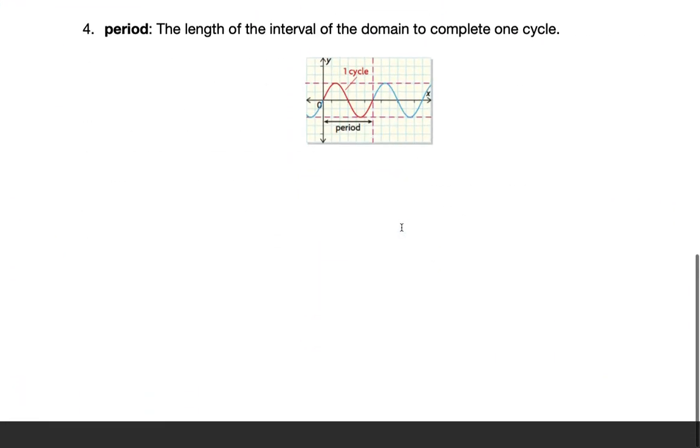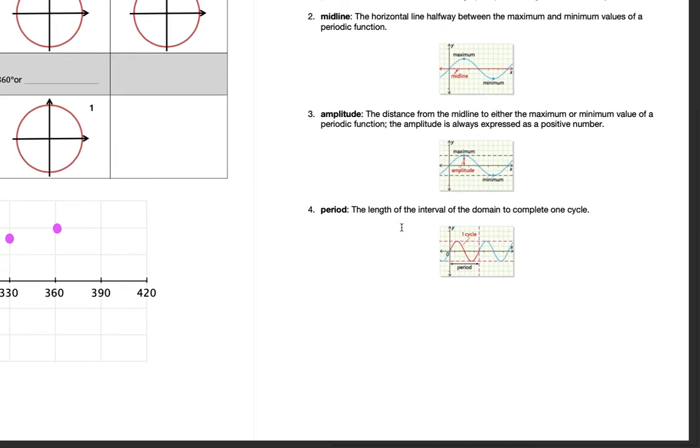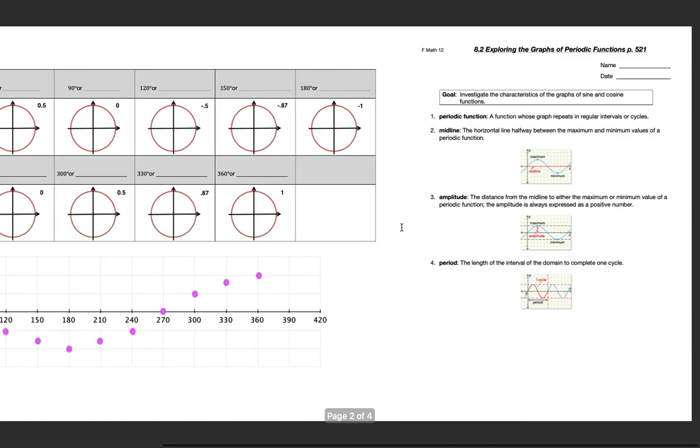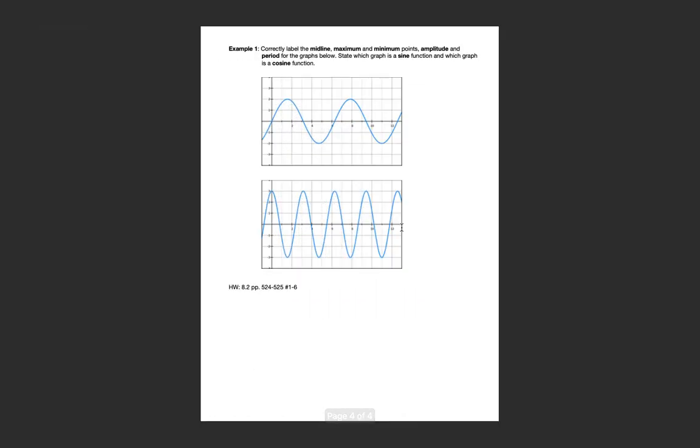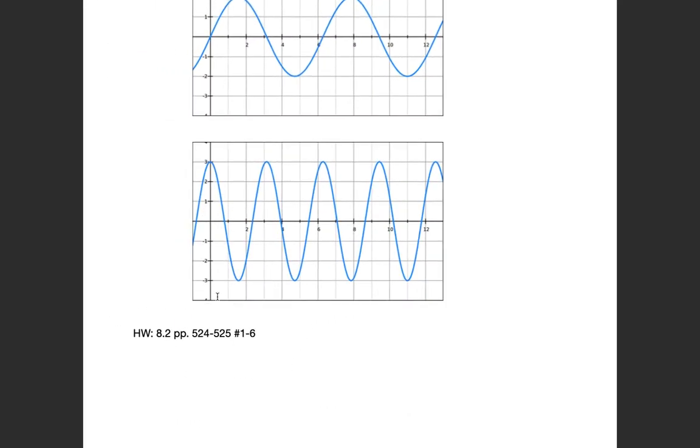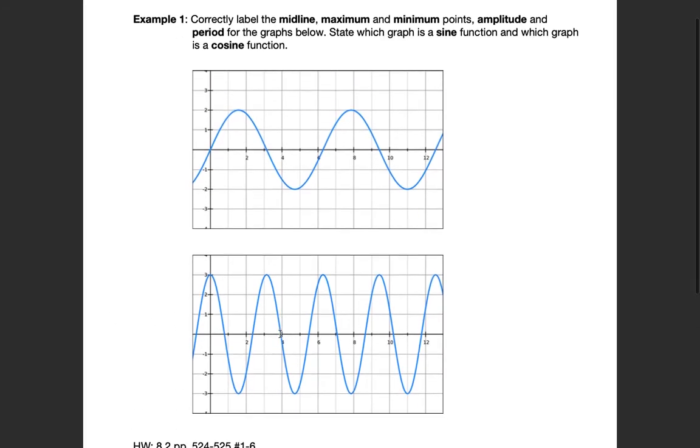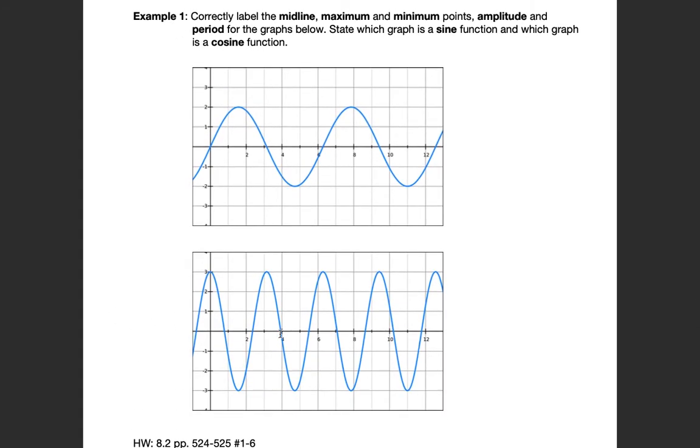Okay, so let's go through some examples now. Right here, and if you notice, here's your assignment. It's in your workbook. Correctly label the min, midline, maximum, and min points, amplitude, and period for the graphs below, and state if it is a sine function or a cosine function.